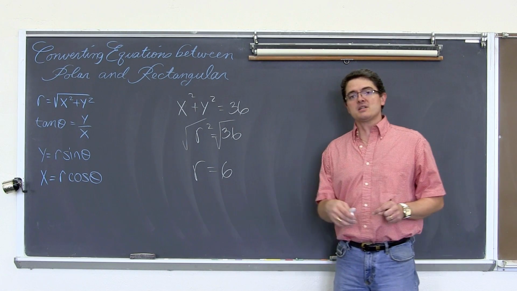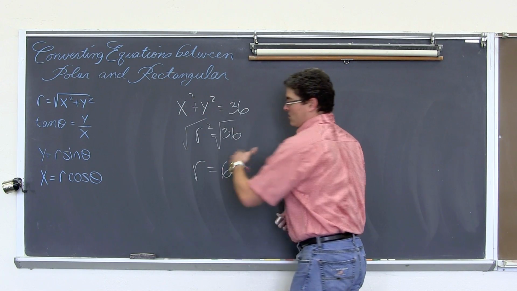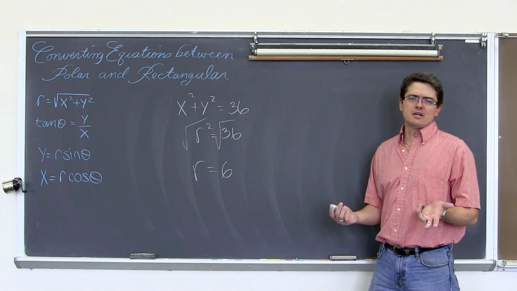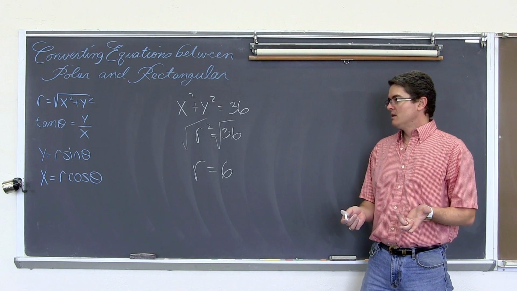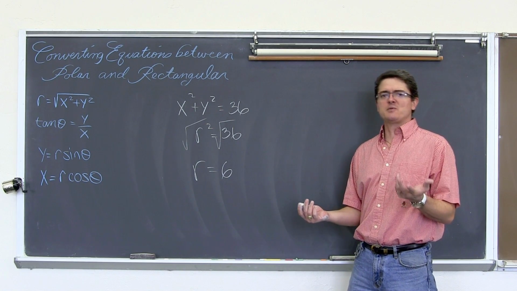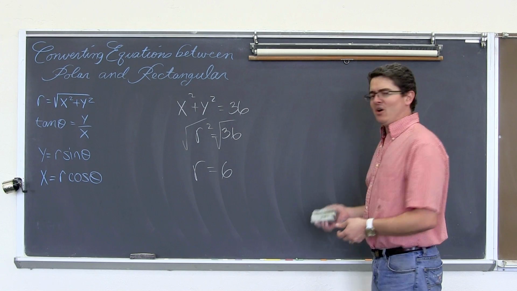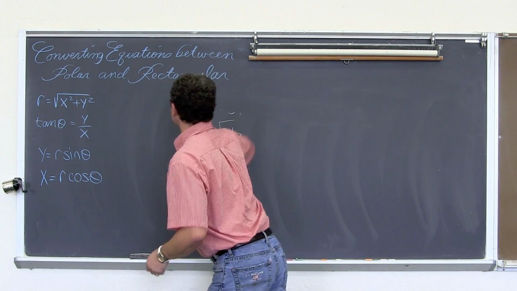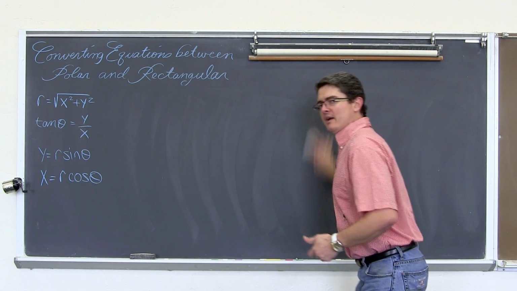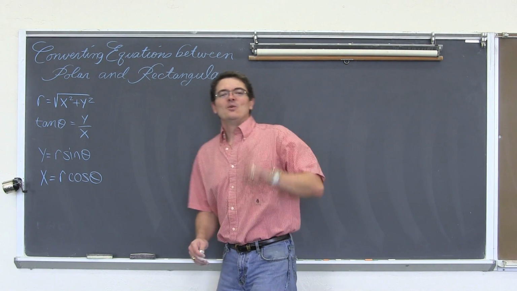Why did I write only positive 6? Because we're talking about the radius of a circle, and you can't have a negative radius. I guess you could account for the negative radius, but you're still going to get the exact same circle anyway. So r equals 6. Alrighty then. Because in polar coordinates, your radius actually can be negative. You just move backwards.